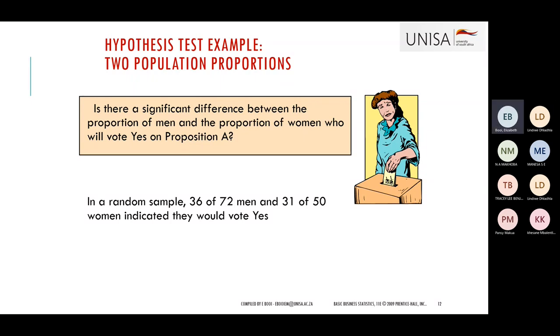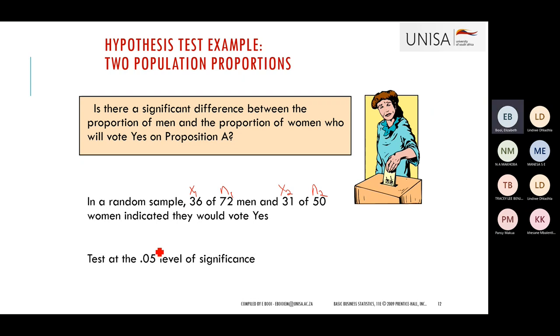Now, here they didn't give us the proportions. They just give us the observations for sample one, which is men, and sample two, which is women. Our observations are 36, and our sample size is 72. So there were 72 men and 50 women. So we now know that we have our X1 and N1, and X2 and N2. That's all we know right now.